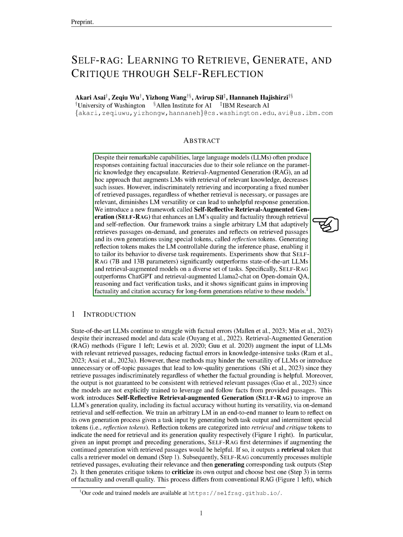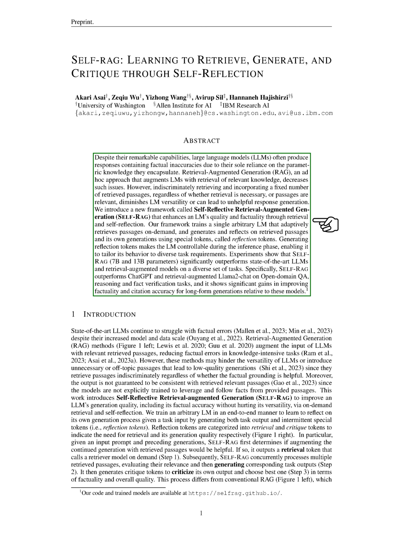Here's how it works. We train a language model to reflect on its own generation process. It does this by generating both the task output and special tokens, which we call reflection tokens. These tokens are divided into retrieval and critique tokens. Retrieval tokens indicate when retrieval is needed, and critique tokens assess the quality of the generation.